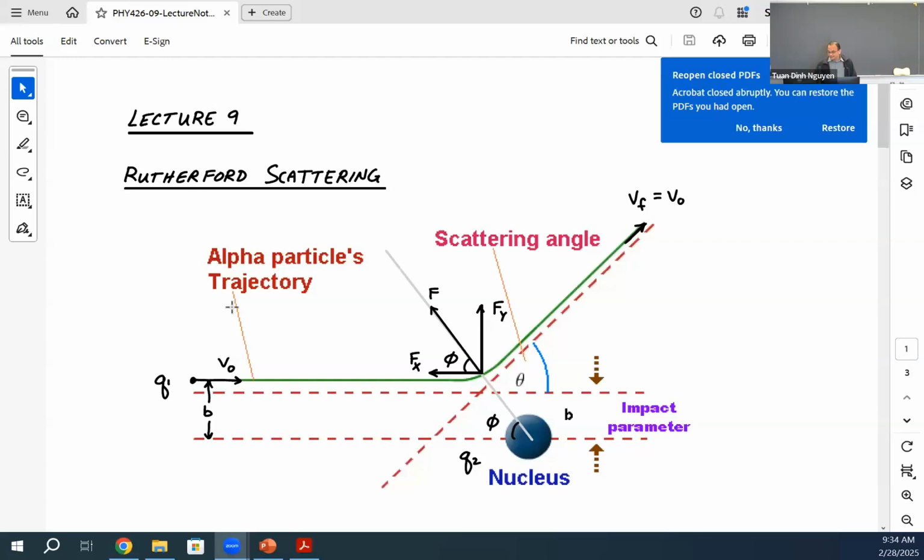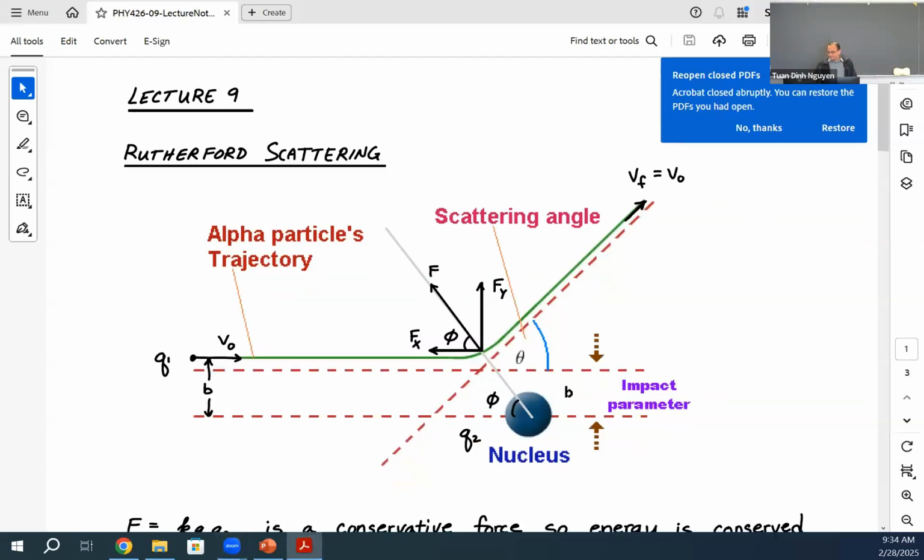Okay. The idea is you have one charged particle coming from infinity towards another one that's fixed at the origin, and through a Coulomb repulsion, the one moving will be deflected. And the question is, what is this deflection angle, theta, also called the scattering angle?